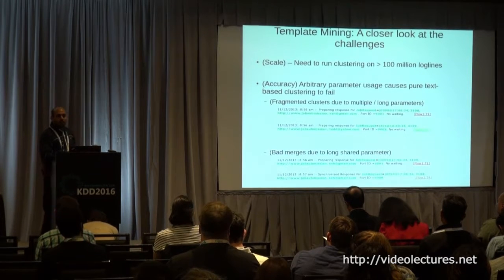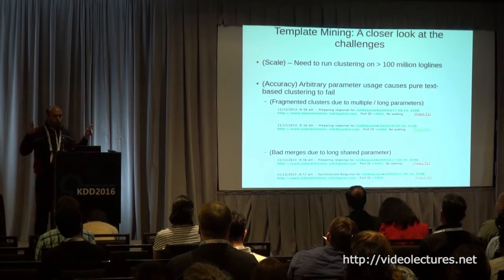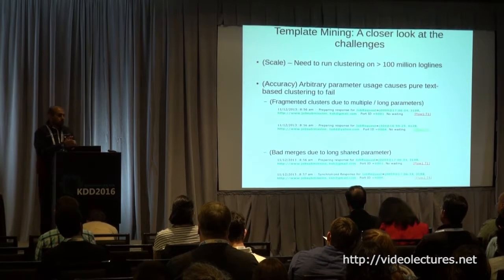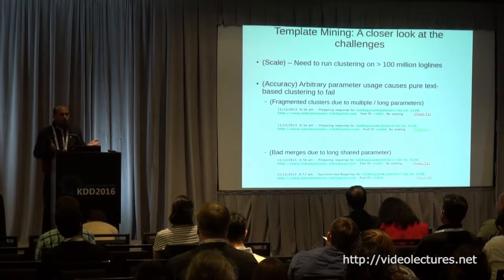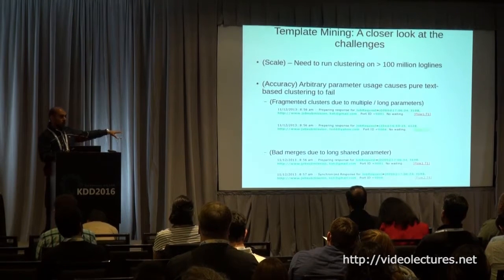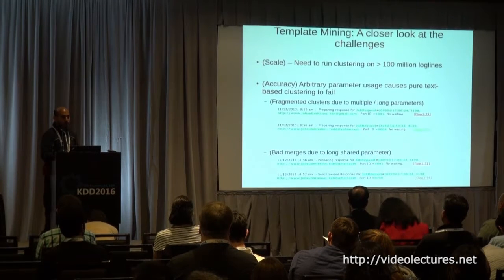So if you run some version of a clustering algorithm with an edit distance based text similarity metric, these two log lines will not end up in the same cluster. So essentially, you will mine two different print statements for the same actual print statement. So we call it a fragmented cluster, right? The other version is the reverse, right? Which is two different print statements clustered together because of a common shared parameter, right?